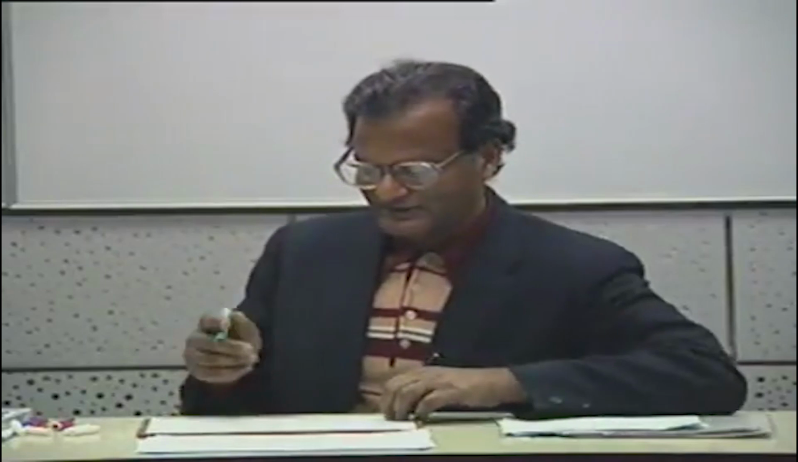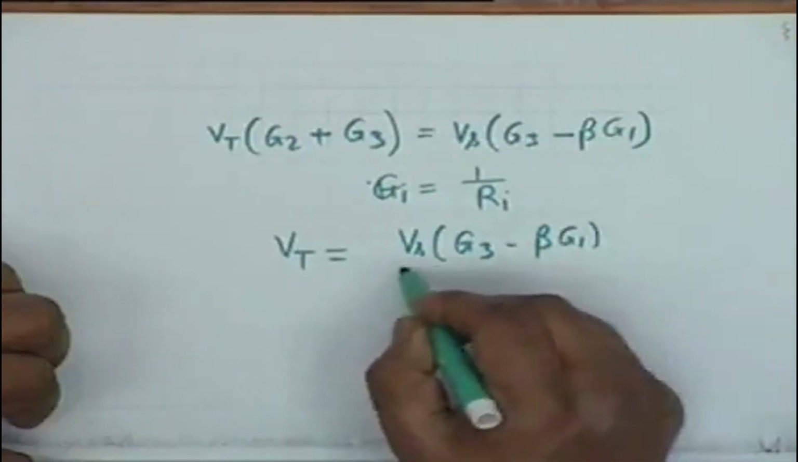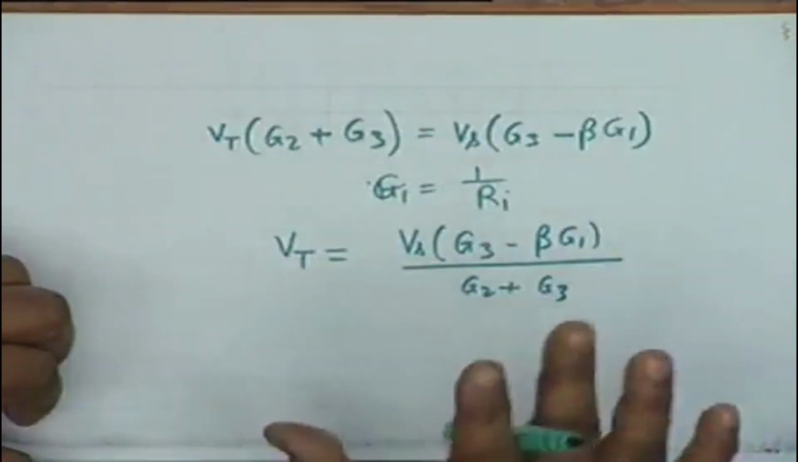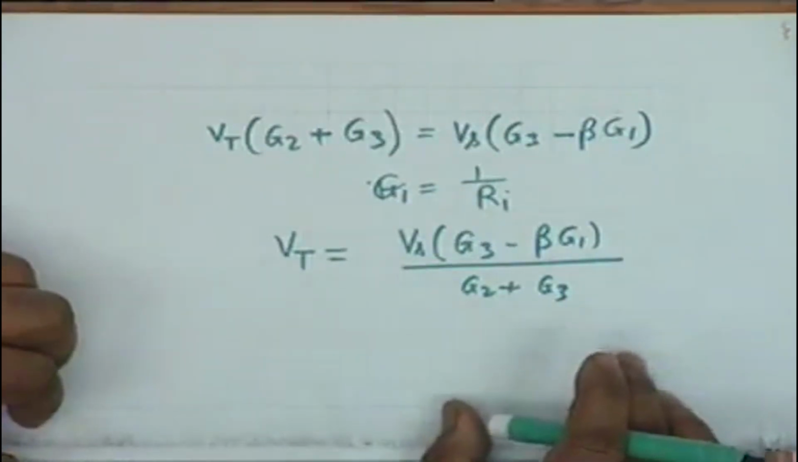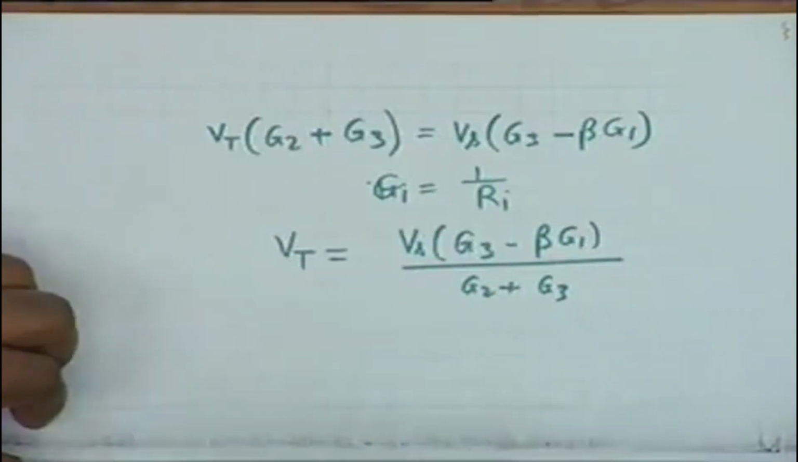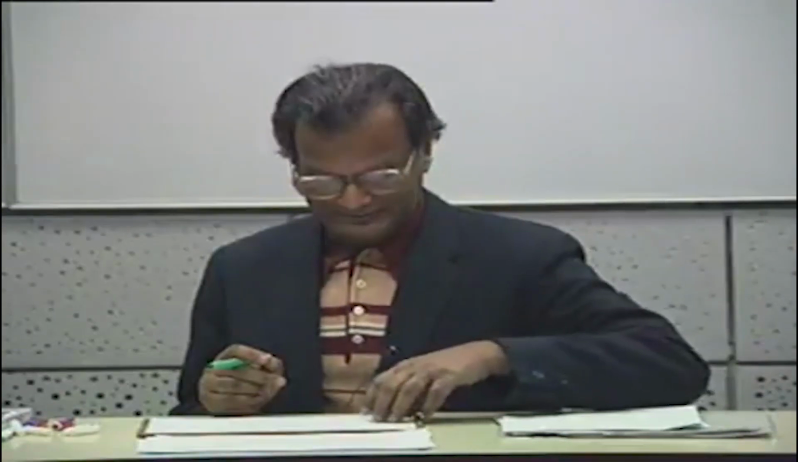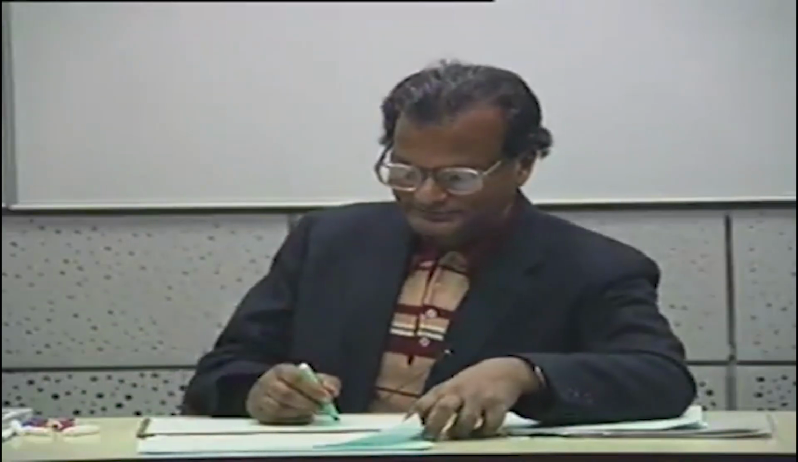Right. There are minor differences, but obviously you can see that Vt is given by Vs times G3 minus beta G1, divided by G2 plus G3. All that we needed in solving this problem, in finding out Vt, was KCL, KVL and common sense, which is the strongest tool of an engineer. The other thing that has to be found out is RT. Now we shall find out RT by both methods, and then you decide which one is simpler. Let's look at this circuit again.